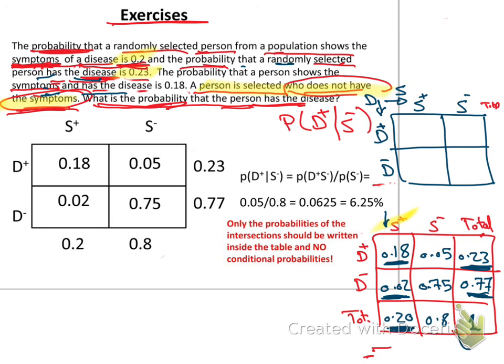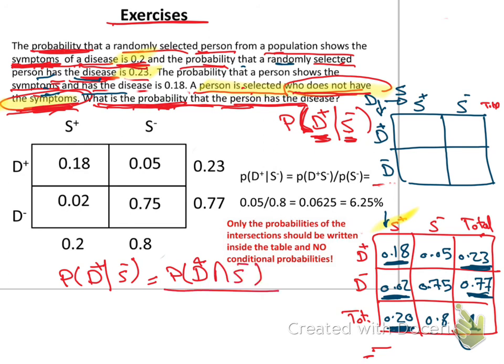Coming to our question, what we were looking for is the probability of the person who has the disease given that the person doesn't have the symptom. So the probability of D positive given S negative equals the probability of D positive intersect S negative, divided by the probability of S negative. I'm just converting this into an intersection.